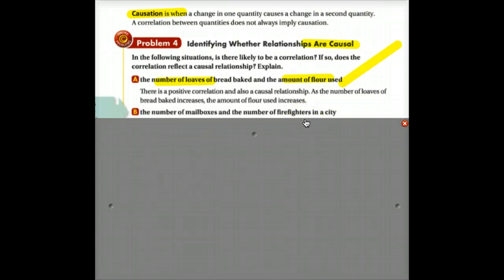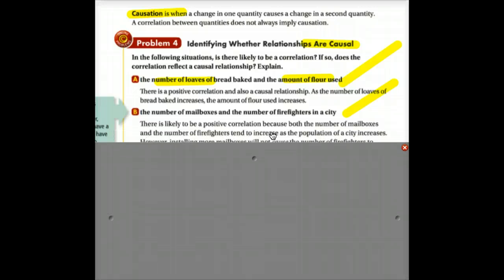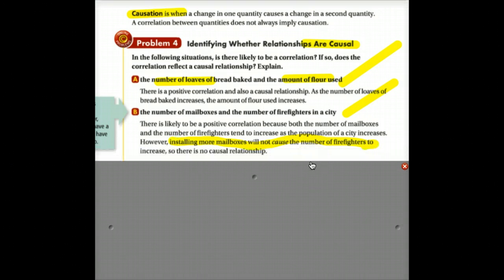and used. Example B. The number of mailboxes and the number of firefighters in a city. Well, if there's more firefighters in a city, there could be more mailboxes. It could have a positive correlation because both the number of mailboxes and the number of firefighters tend to increase as population increases. However, installing more mailboxes will not cause the number of firefighters in a town to increase, so there's no causal relationship.